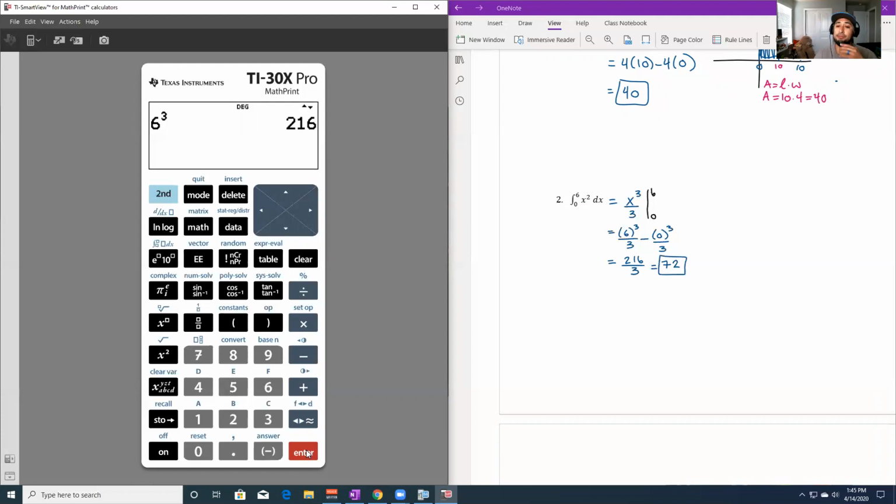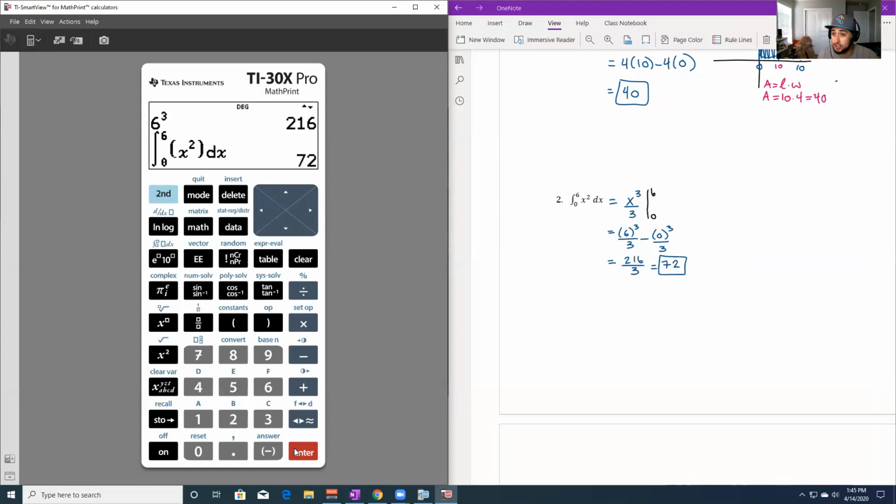72 is our answer. And of course, double check our work. I'll do second integral 0 to 6 of x squared. There it is. Hit enter. 72. Look at that. Okay.